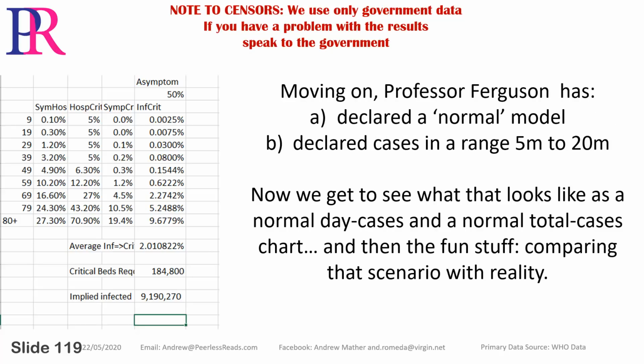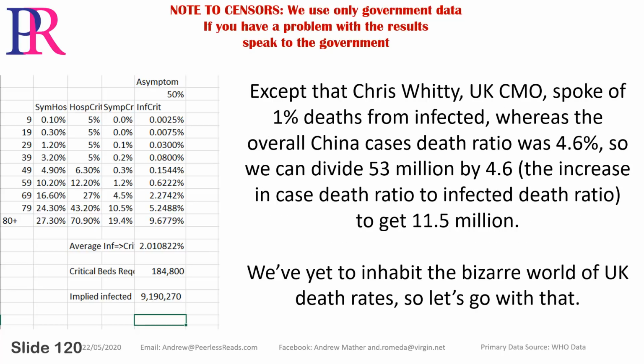Moving on, Professor Ferguson has declared a normal model, declared cases in a range 5 million to 20 million. Now we get to see what that looks like as a normal day cases and a normal total cases chart, and then the fun stuff, comparing that scenario with reality. Except that Chris Whitty, UK CMO, spoke of 1% deaths from infected, whereas the overall China cases death ratio was 4.6%. So we can divide 53 million by 4.6, the increase in case death ratio to infected death ratio, to get 11.5 million. We've yet to inhabit the bizarre world of UK death rates, so let's go with that.